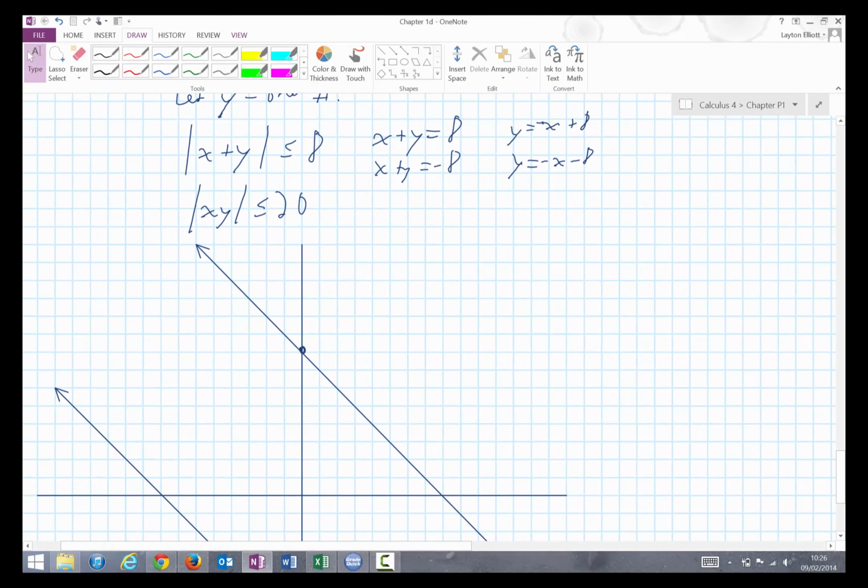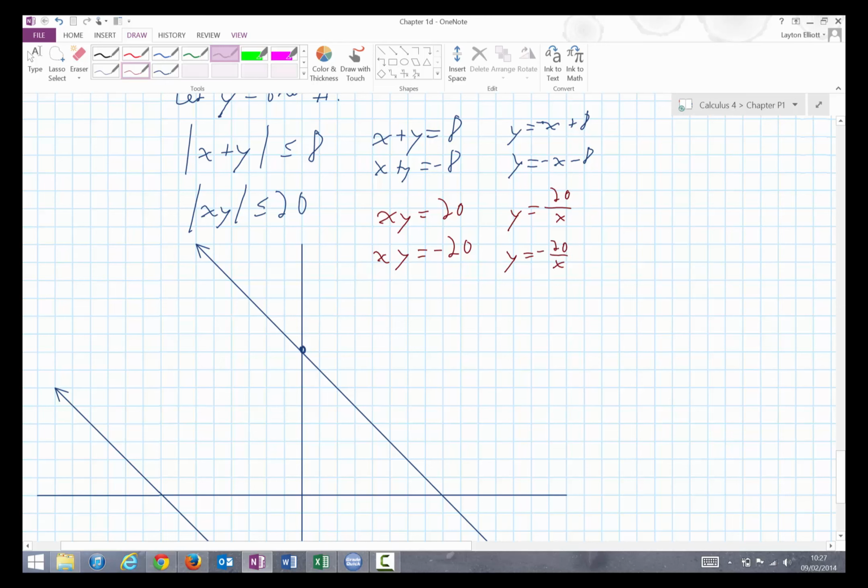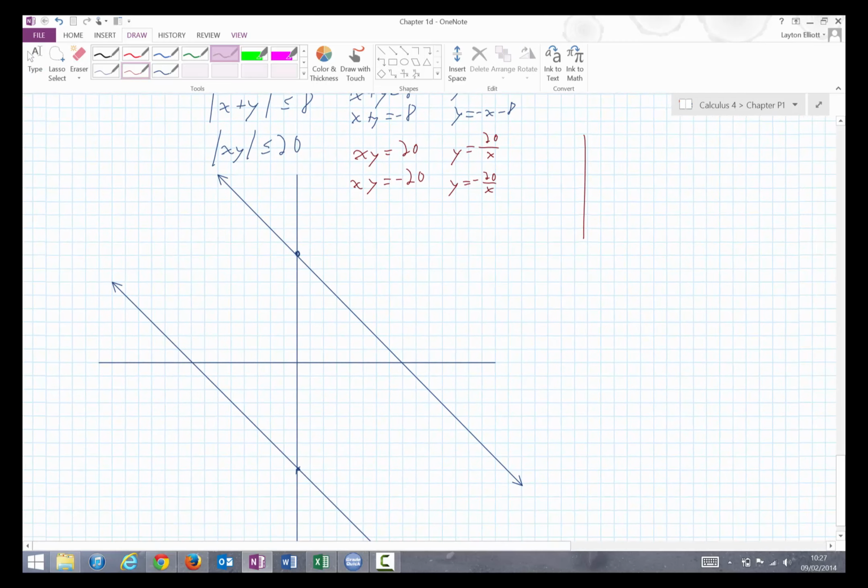This could mean x times y is 20 or x times y is -20. Those would be my two border lines. So I get y is equal to 20 over x and y is equal to -20 over x. Well, those are going to be kind of a pain to graph, so let's try to put some points down that I can do. I could do 2, 10 and 10, 2 for the top one, and then if I did -2, -10, and -10, -2, that would be for x and 20 over x. Then I could also do the opposites of those and have points for the other curve.